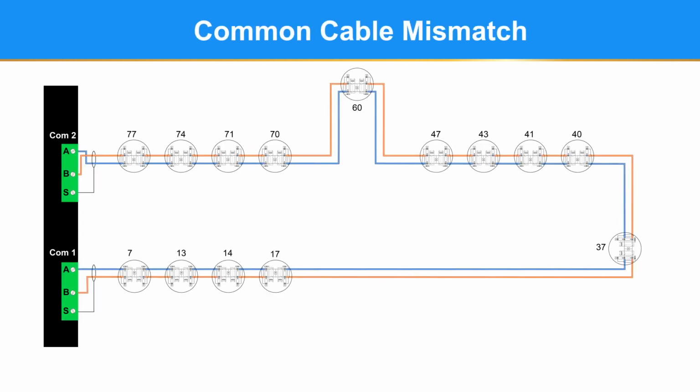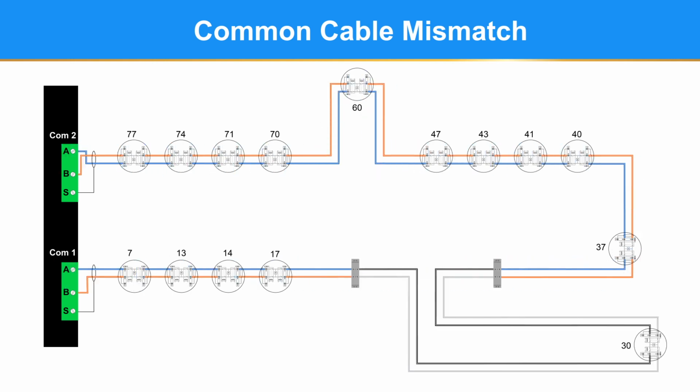Where we often see a mismatch of cabling is where additional devices have been added to the network. For example, everything seems to be working fine in this network, and then an additional device was added without using the proper cable. So now there is going to be a reflection where the new cable is spliced in.